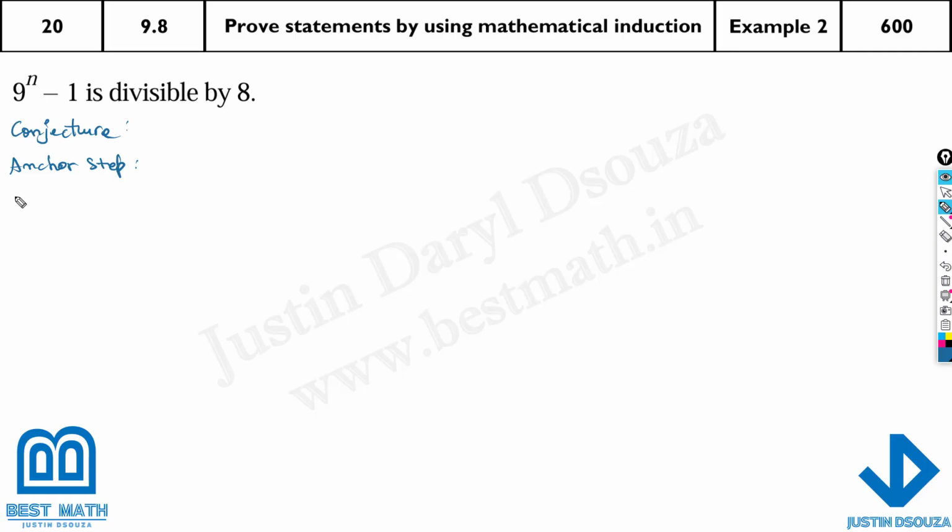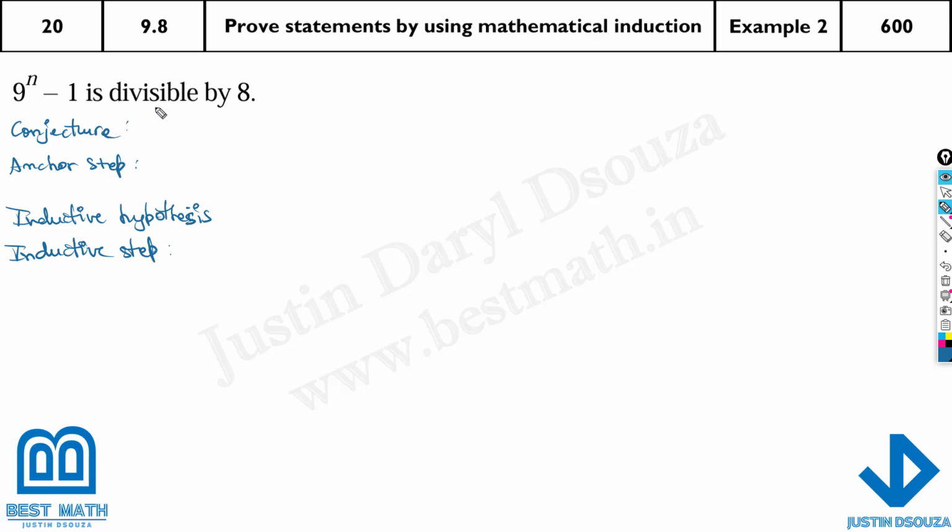Then after anchor step, you will have inductive hypothesis. Now you need to write this for these problems. Then after the inductive hypothesis, this is basically writing the same thing in terms of our own integer or own variable. Now after this, it will be an inductive step. Like conjecture, anchor step, inductive hypothesis, inductive step, then inductive step would be the fourth step. And then we would solve it up. Then we solve it up and then try to find it.